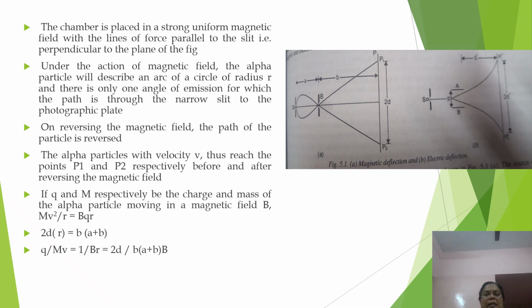Here we can place a chamber in a strong and uniform magnetic field with the lines of force parallel to the slit. That is, in the direction of the slit in parallel, we can also place a chamber encompassing the uniform magnetic field.